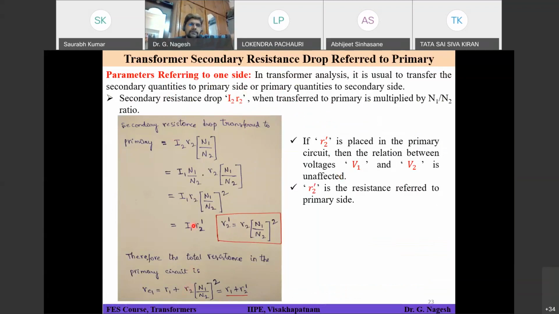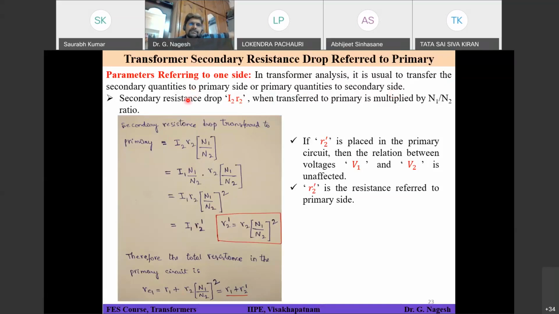In transformer analysis, it is usual to transfer the secondary quantities to the primary side or the primary quantities to the secondary side. If I do that, then I will get a single circuit and I can study that single circuit more easily compared to studying two different circuits of different voltage levels.